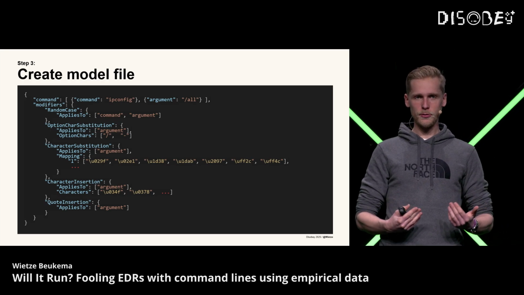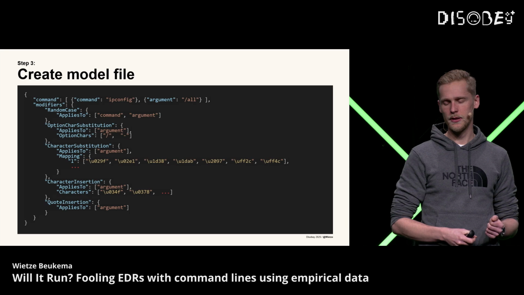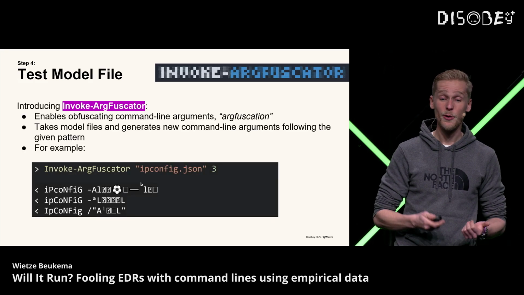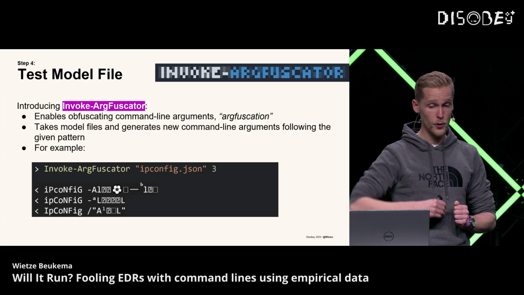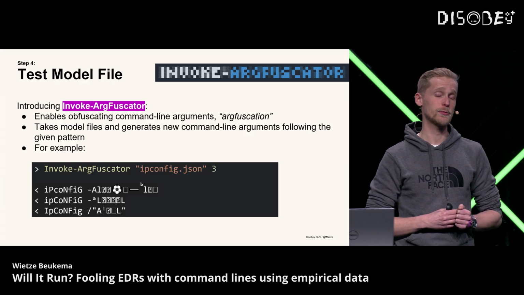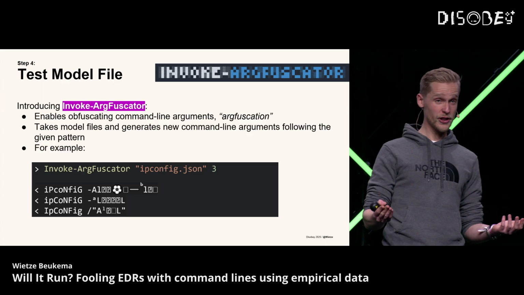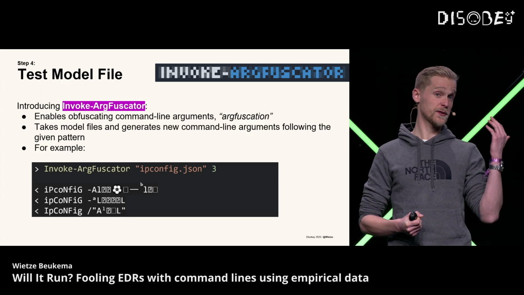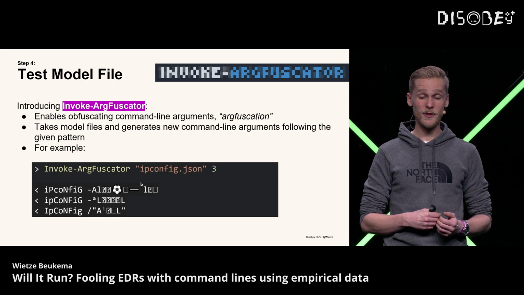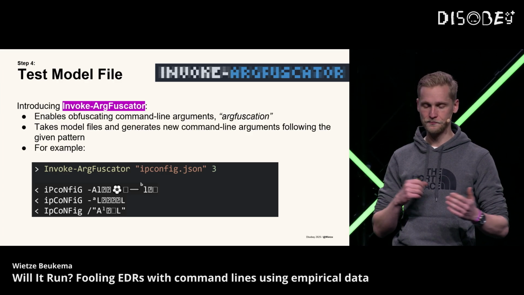Now I have this model, and even though it's based on empirical evidence, it may contain some assumptions. We need to test it. So that's why I introduced, a few days ago, Invoke-Argfuscator. As the name suggests, Argfuscator is an argument obfuscator. It's a PowerShell module that allows you to provide one of those files that I've just shown you, and it will then spit out all sorts of obfuscated command lines with probability.